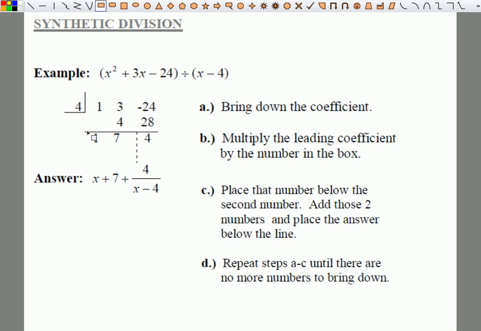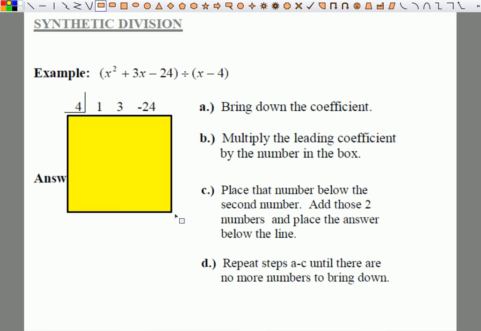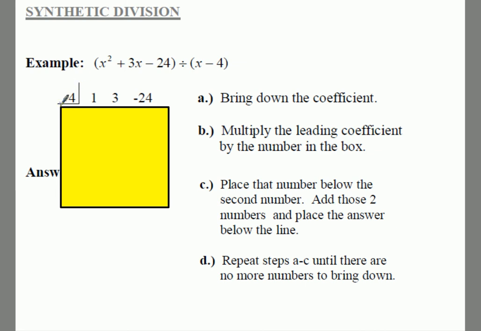Actually, let me cover a little bit of this up here. I don't want to spoil the fun. You're going to set this up, and we're going to draw a little box. The number that goes in the box is the opposite of whatever you are dividing by. So you must use the opposite number. Notice how this says -4, you need to use a +4.